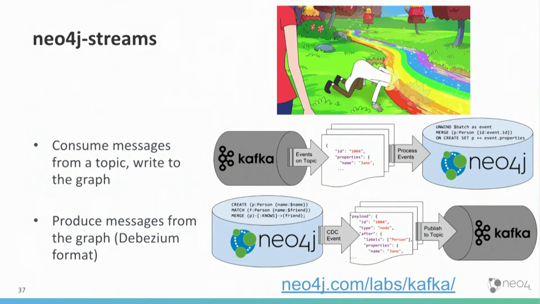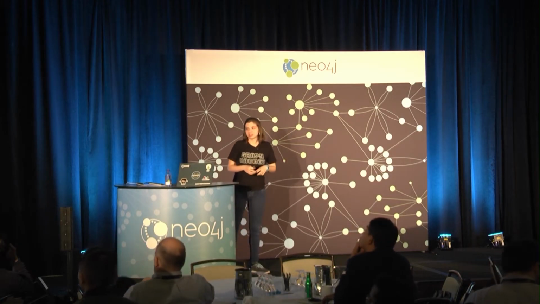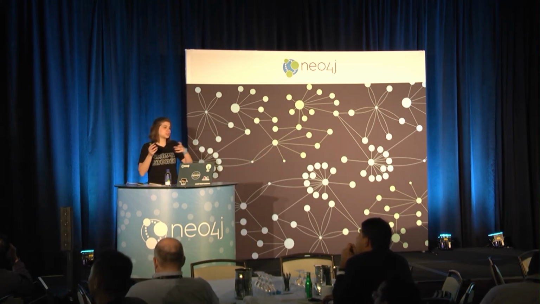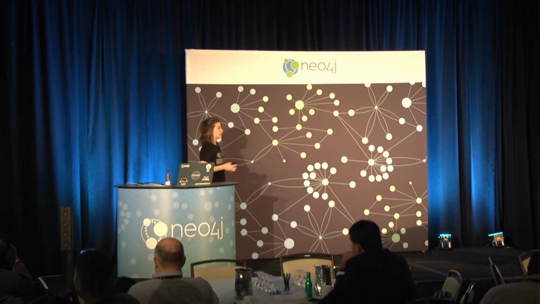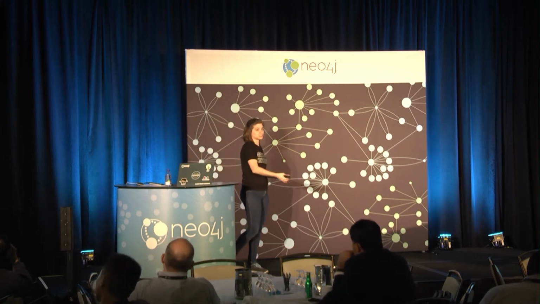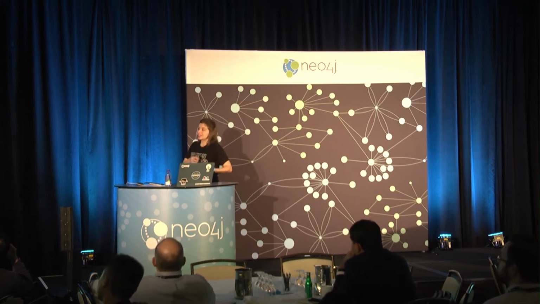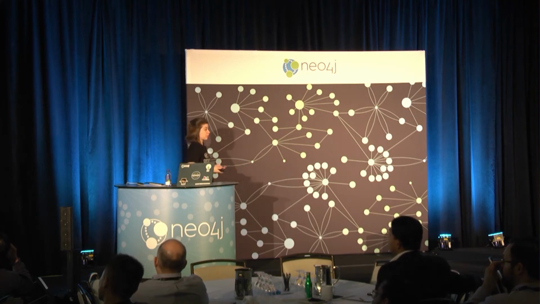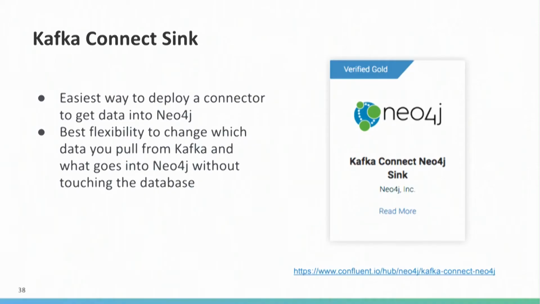But basically, it allows you to take in messages from a topic coming from other systems and write those to the graph. And then it allows you to do the reverse. So I want to take something that has changed in my graph, and push that to other downstream processes. I can take that information from the graph and push it out to a Kafka topic in a Debezium type format. We do have a verified gold connector out on Confluent Hub. So that's a good way to use this integration to get data in and out of Neo4j.